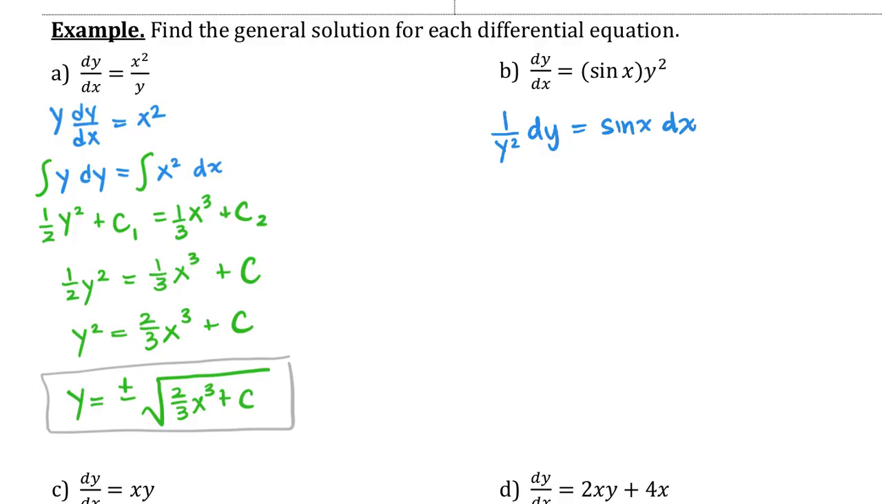Okay, I'm going to integrate both sides. I am going to rewrite this as y to the negative 2. You don't have to.